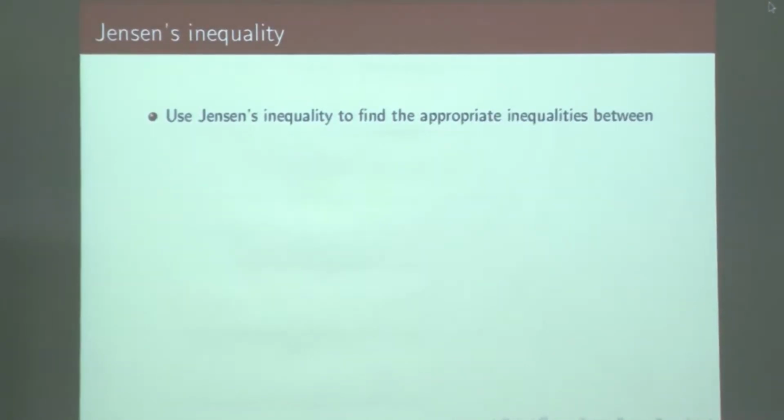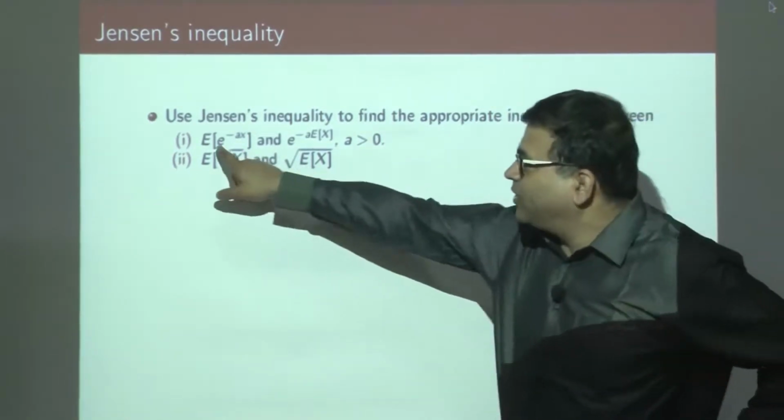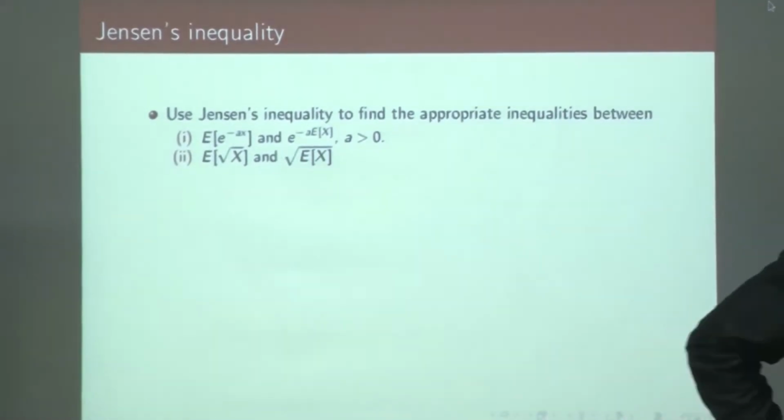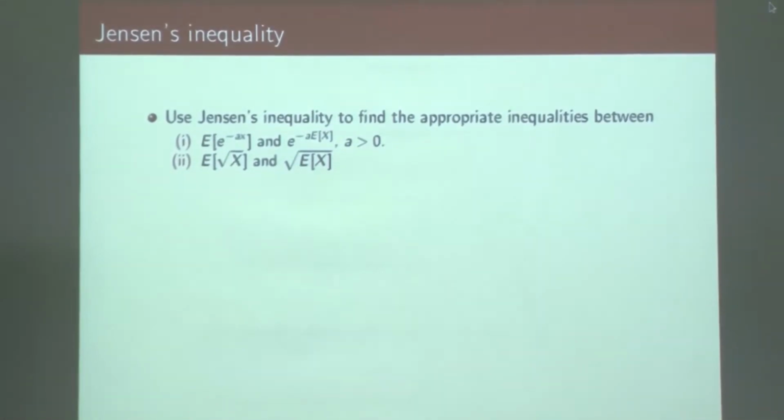So, let us take an example. Let us use Jensen's inequality to show the appropriate inequality between these two functions: the expected value of the function e to the power of minus ax, and e to the power of minus a times the expected value of x. So this is basically taking the expected value of a function and the function of the expected value. So we need to find out how the function behaves. What is the function here?